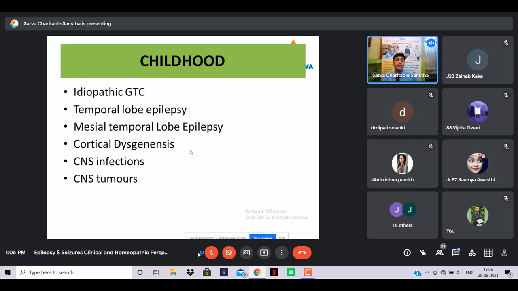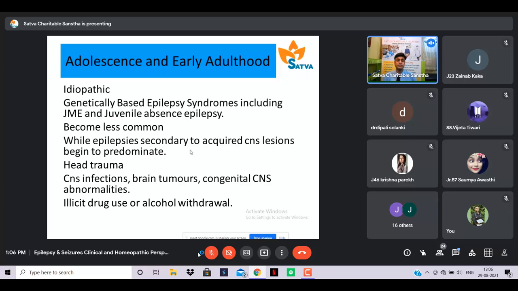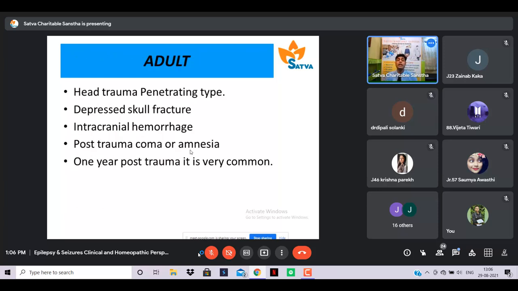In childhood epilepsy, temporal lobe epilepsy is very common. Mesial temporal lobe epilepsy, where there is temporal sclerosis, is very common. Infections are common. In adolescence, again, epileptic syndromes are very common. Trauma is very common. Infections are a cause. And drug withdrawals, alcohol withdrawal can be another reason. And sometimes they are idiopathic, there is no cause. In adults, head trauma, which is of the penetrating type, is very common, especially if it is associated with skull fracture.